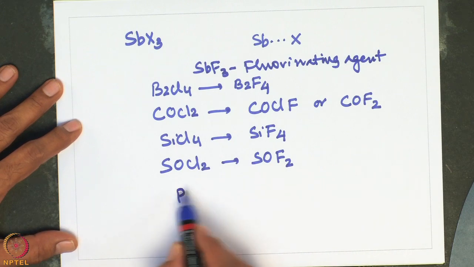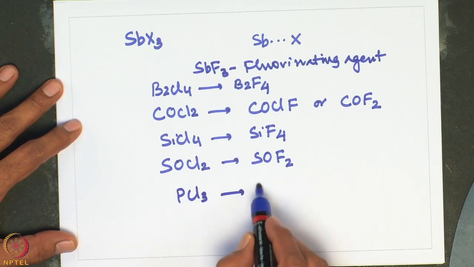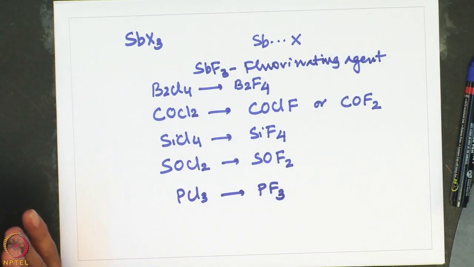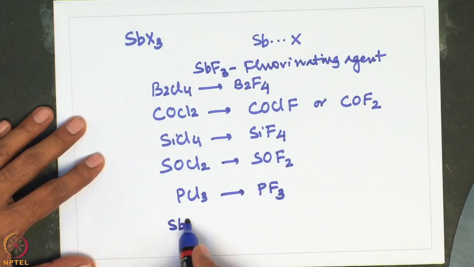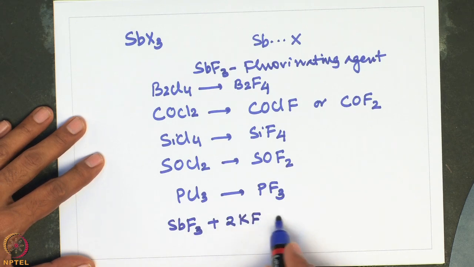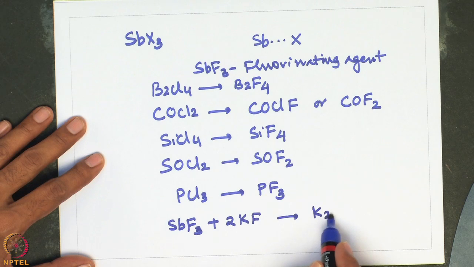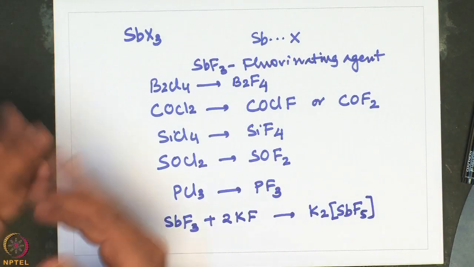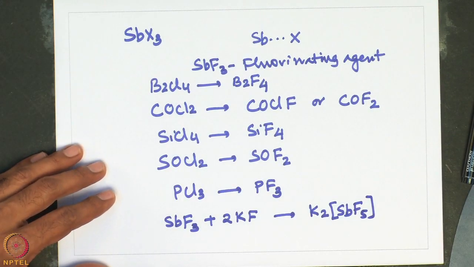Okay. And of course, one can also convert PCl3 to PF3 as well. Okay. So, reactions between SbF3 and MF give salts which include K2SbF5 also. For example, SbF3, if it is treated with 2KF, it forms K2SbF5, something like this.